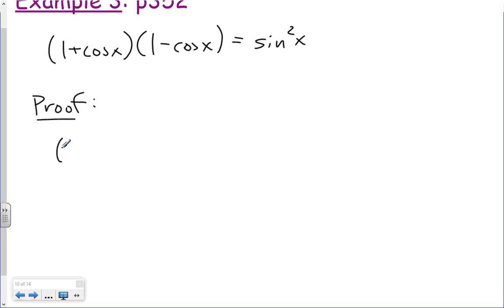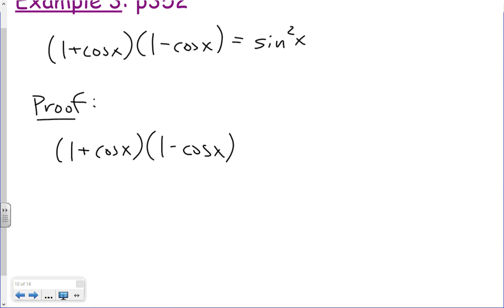So I've got 1 plus the cosine of x times 1 minus the cosine of x. But keep in mind what you're trying to end up with. I'm trying to end up with sine squared. When I see sine squared in there, the fact that it's squared should be a hint for me that there's perhaps a Pythagorean property I'm going to use. Anytime I see those things squared, that's probably a good hint that there's a Pythagorean property.